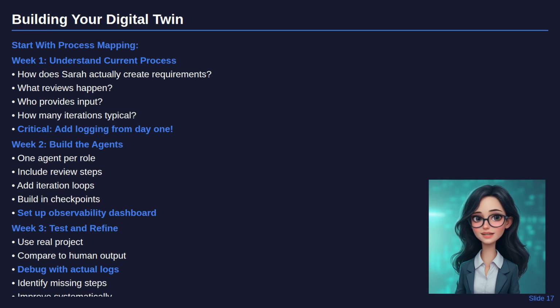In Week 3, test and refine with a real project. Compare the output to what humans produce. Debug with actual logs, not guesswork. When something fails, you'll have the data to understand why. Identify missing steps. What did we forget about the human process? Improve systematically based on what you learn from your observability data.